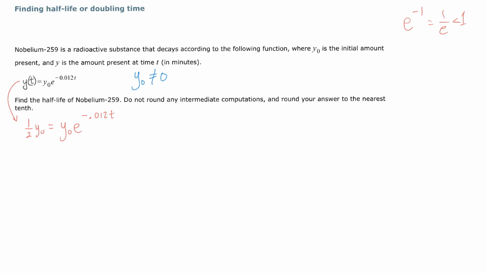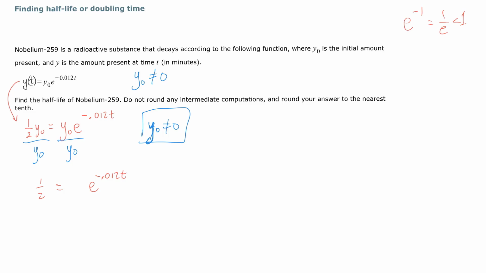Now, because y naught is not 0, we have to state it. Make sure you state it. This is required. Because in algebra, you're always taught never to divide by a variable. Never, never, never, unless you know why. So you better state this why first. You have to state that y naught is not equal to 0. And so that way we could divide both sides of the equation. Now, we have 1/2 is equal to e to the negative 0.012 times t.